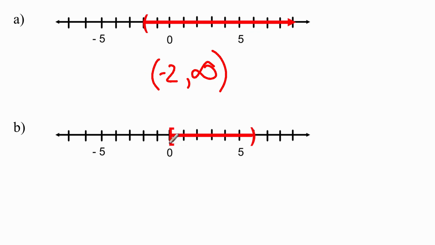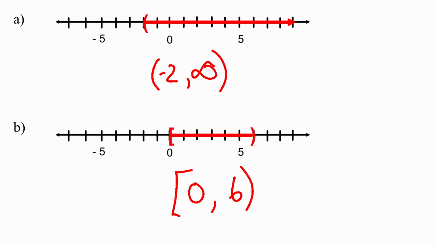How about this one? Square bracket, so I'm starting at 0. Looks like I'm ending at 6 here. And it's not including 6, so I put a curly. This one includes 0, so I put a square. Okay? Again, hopefully that helps you out.